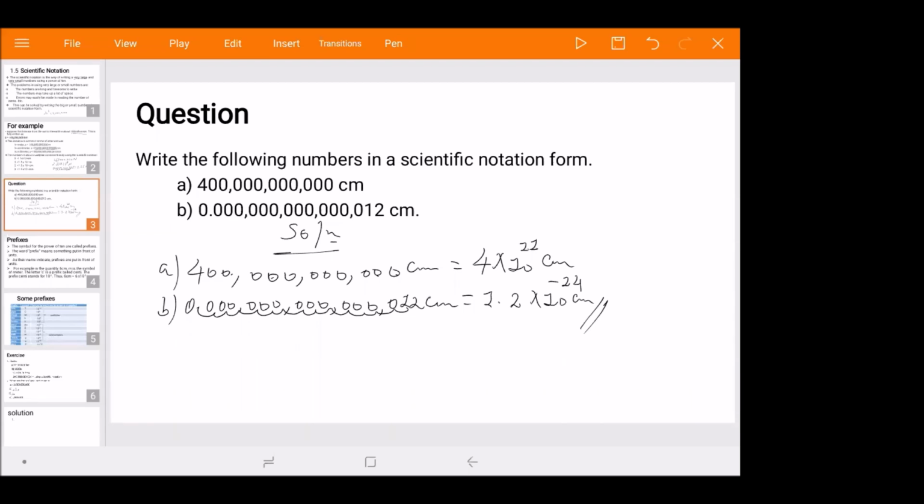For a decimal number or a very small number, you start to count your zeros from left to right. For a very large number, you count from right to left. And before the decimal point, you must have 1 digit. If you know this point, you can write any number which is given for you by scientific notation. I think it is clear for you.